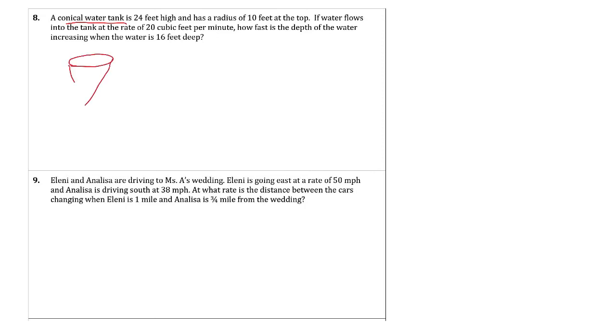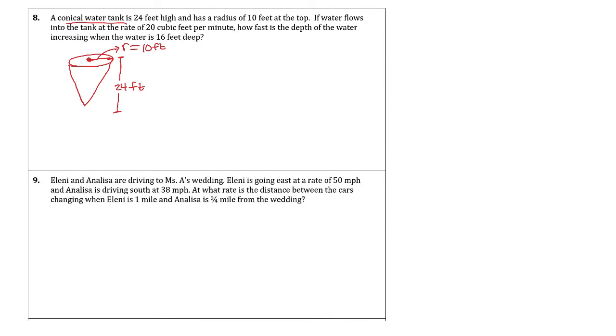So it is changing, and notice here it tells us that our height, the conical water tower, has a height of 24 feet. So we have our height here, and it has a radius of 10 feet at the top. So now note that that radius is not constant. It's going to change through the cone. But here the radius is 10 feet at the top.